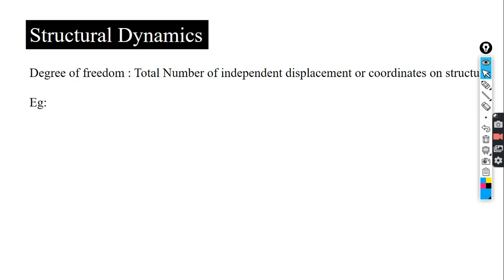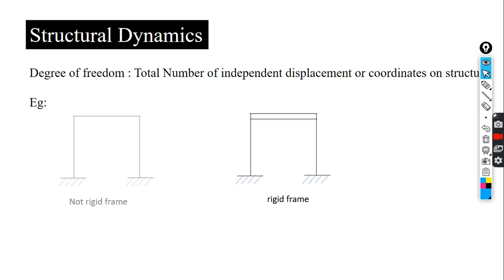In a generalized structure, it means the number of independent displacements that happen to a structure when some force is applied. That is the independent displacement that a structure can possess. Let me clarify the degree of freedom using a simple example, a framed structure. Here you are seeing one that is a non-rigid frame, and another that is a rigid frame.